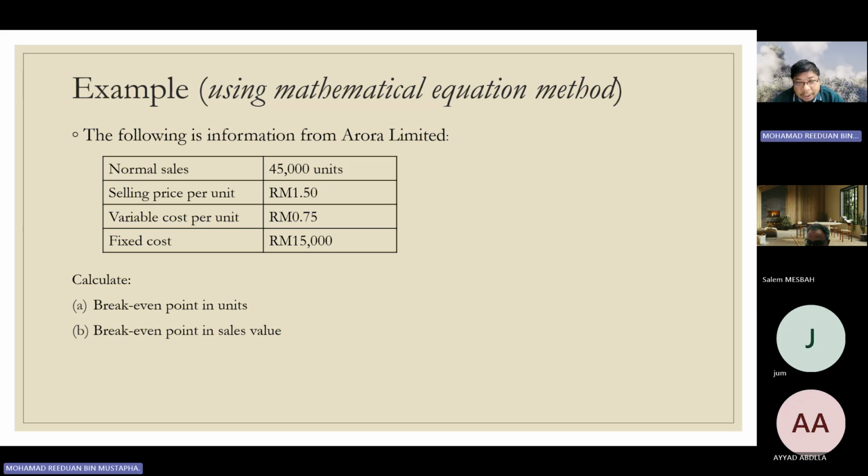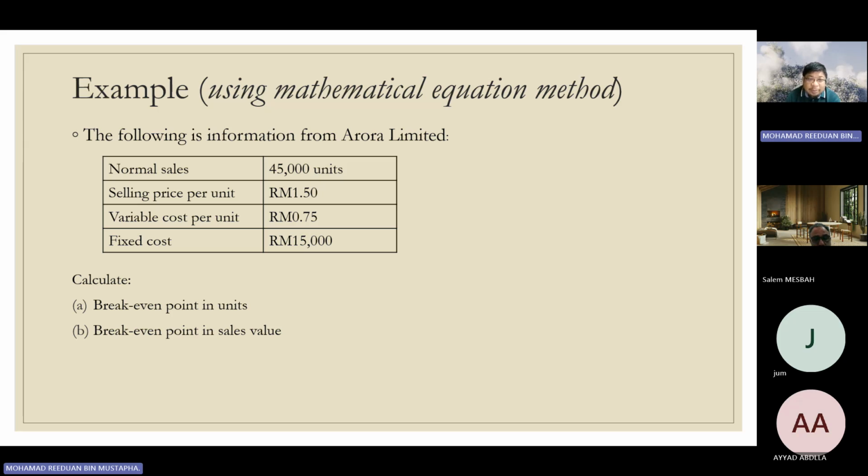Okay, so in order to answer the question, sometimes don't just put the figures. You should also state whether it is in ringgit Malaysia, per unit, or in units. But this question asks you not in per unit, they ask you in units. So what is the break-even point in units? And what is the break-even point in sales value?